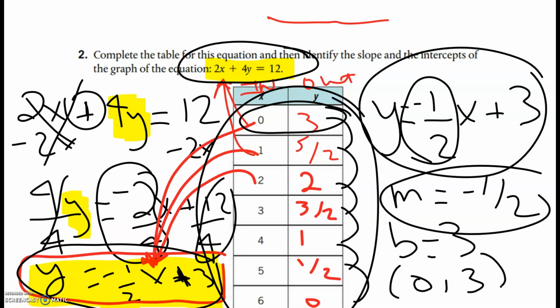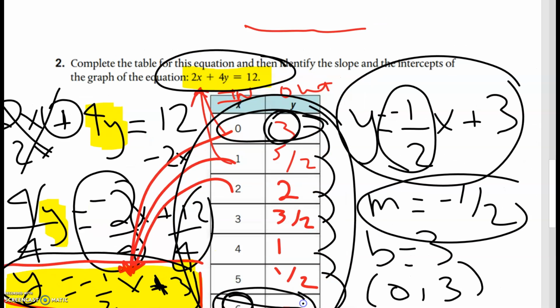Now, the x-intercept is where it crosses the x. That doesn't really help you as far as formulas go, but that would be this number down here. There's your x-intercept, because the number's on the x spot, so that's where it crosses the x-axis. This is your y-intercept. This one doesn't really help you write equations.